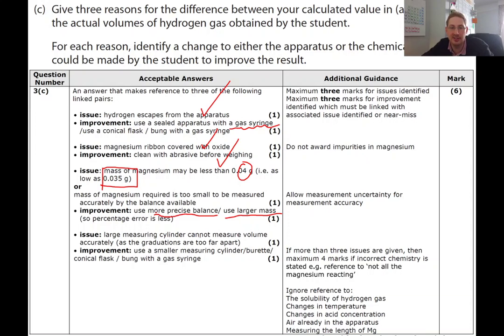A large measuring cylinder cannot measure volume accurately. The gradations are too far apart. Use a smaller measuring cylinder, burette, conical flask, or bung with gas syringe.